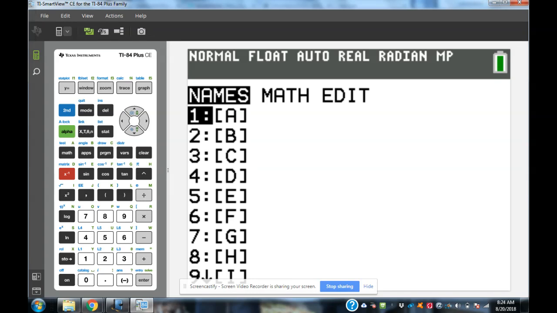Okay, and that gets us here. You may have some stuff written here. It may have something like a 2 by 3 or 3 by 4 in your calculator. It's okay if it does, not a big deal. These are just the names, and it names them by letter. What we want to do is edit a couple of them.